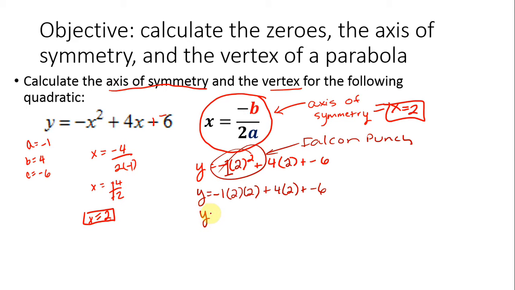And now I'm going to simplify this line. So -1 times 2 is -2 times 2 is -4 plus 4 times 2, which is 8, plus -6. -4 plus 8 is 4 plus -6, and y equals -2. So that's the y coordinate of my vertex. My vertex then is going to be 2, comma, -2.